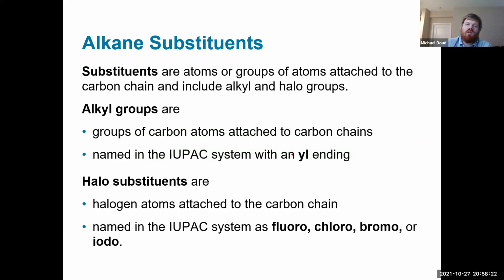Okay. All right. So how do we name these molecules that have substituents, these branched chain organic compounds that have these substituents sticking off in the middle? Well, there's two types of substituents that we're going to focus on. I'll define it here. Substituents are atoms or groups of atoms that are attached to the main carbon chain. We have two different types. We have alkyl groups and halo groups.